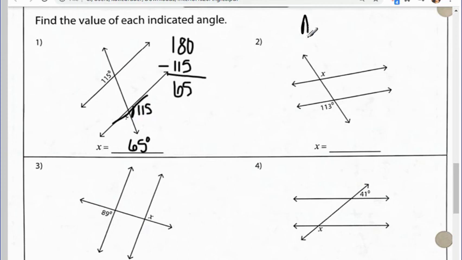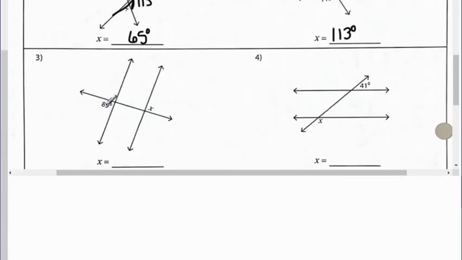Number 2, this is alternate exterior, okay? Because this is on the outside of my parallel lines, and they're on opposite sides. So I know if they're alternate exterior angles, they equal each other, which means x would have to be 113 degrees. Same thing with number 3. Right here, I know this angle and this angle are alternate exterior angles. They're outside of the parallel lines and they're on opposite sides. So they equal each other, which means x would equal 89 degrees.